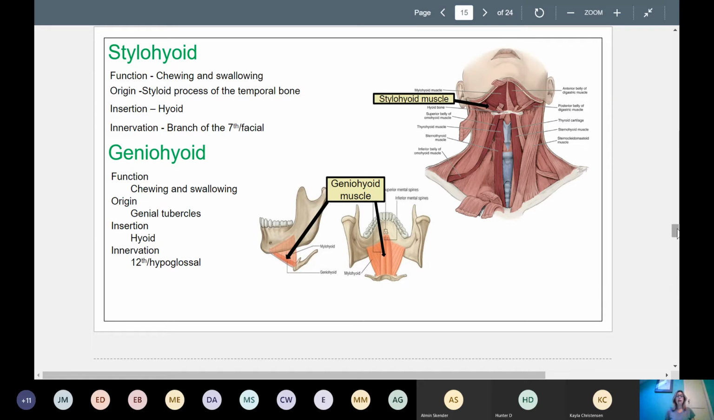So your stylohyoid are for chewing and swallowing as well. Their origin is the styloid process. So remember the styloid process is this little spiky thing right here. And they, of course, insert into the hyoid bone. And so you can see by that picture, they kind of run like this.